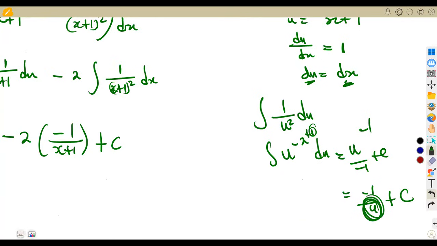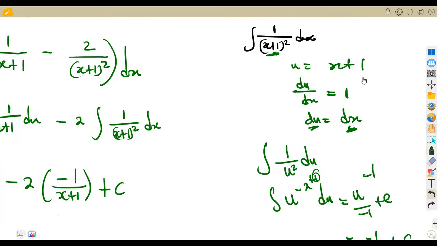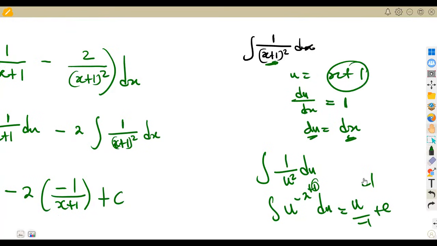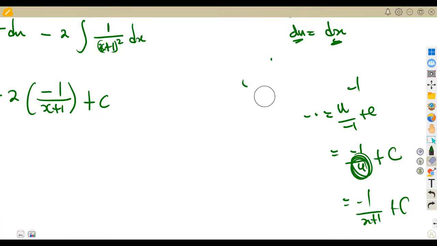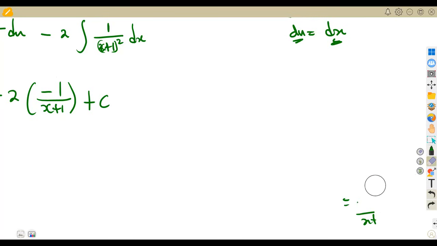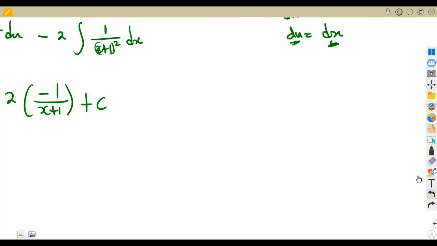But remember, your u in this case is x plus 1. So it is going to give us minus 1 over x plus 1 plus the constant of integration, which is the same as this one, minus 1 over x plus 1. So if you know this method here, it's going to be easier than using substitution, because substitution was going to work, yes, but it is easier for you to know that.